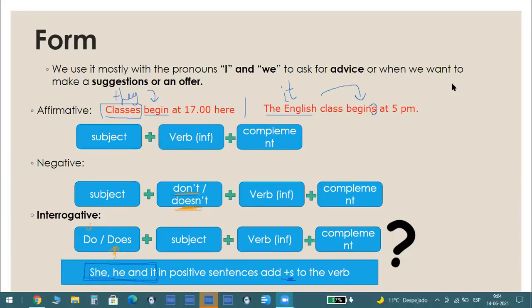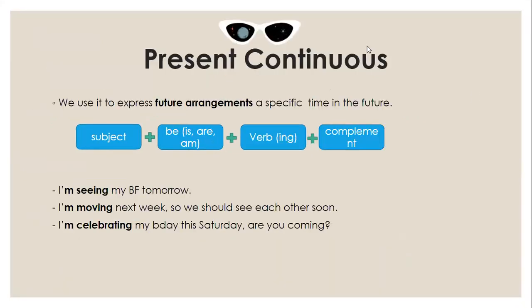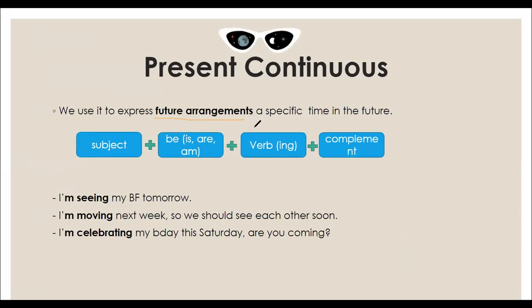And finally, the present continuous for the future. Again, teacher, present again for the future, I don't understand. Well, we can use the present continuous to talk about only one possible situation in the future. We use the present continuous to talk about the future when we are talking about future arrangements. Okay, future arrangements.